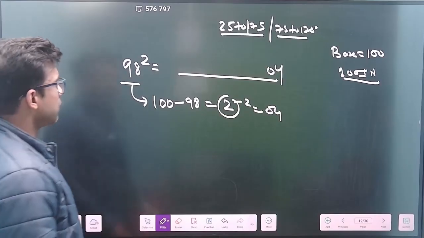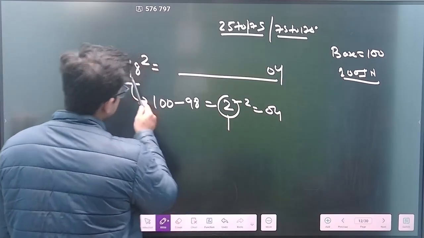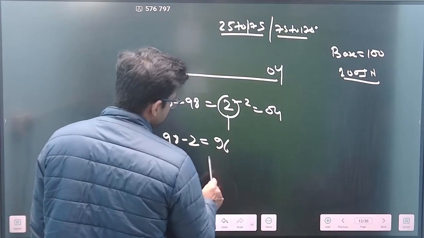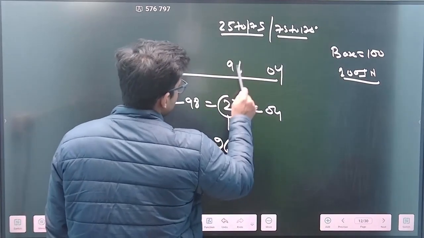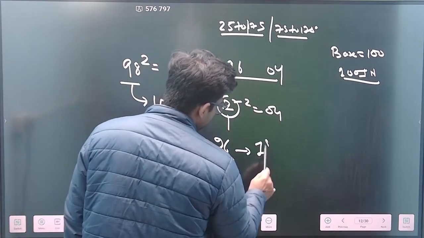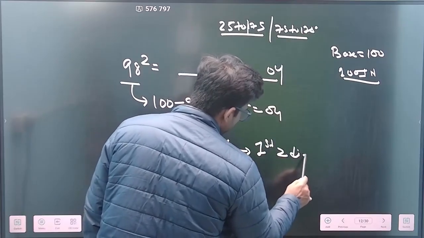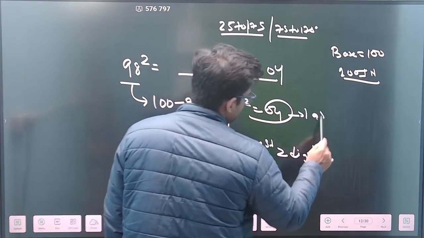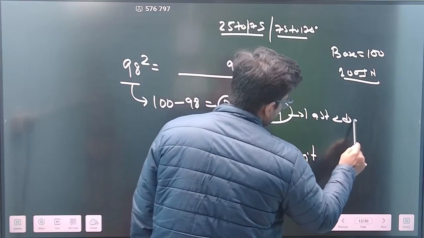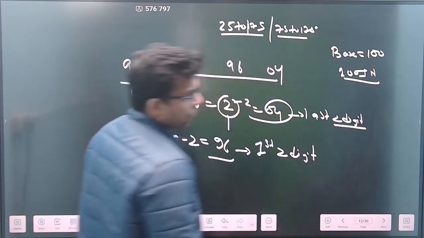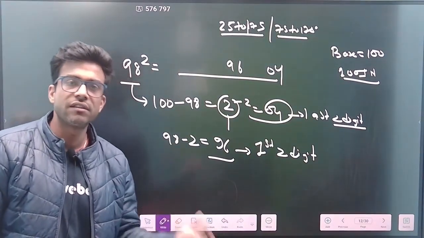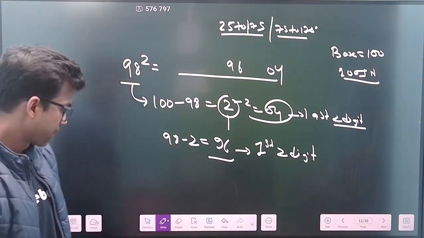Now simply this 2 will be subtracted from 98. So 98 minus 2 is 96. So put 96 here. This gives you the first 2 digits of your answer, and this gives you the last 2 digits of your answer. Today I am not discussing cubes, because first you should master this, then we'll discuss cubes.